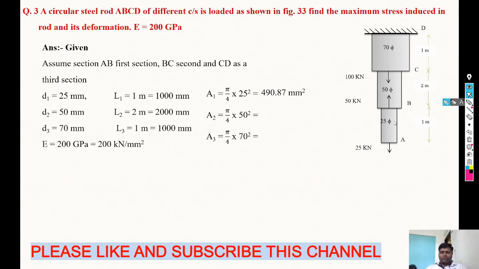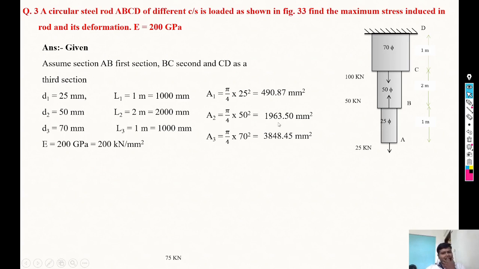The formula for a circular section is pi by 4 into d square. So pi by 4 into 25 square is the area of the first section. Similarly, pi by 4 into 50 square is the area of the second section, and pi by 4 into 70 square is the area of the third section. So 490.87, 1963 and 3848.45 mm square are the areas of each section.